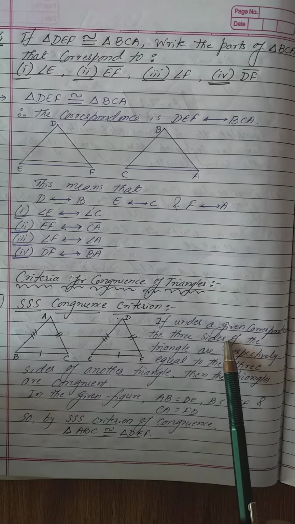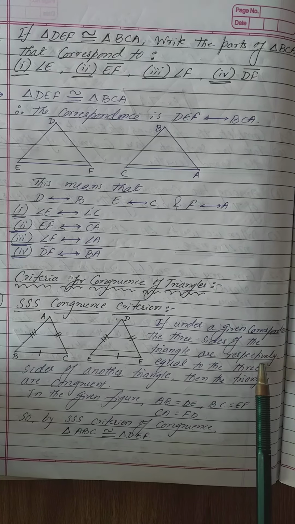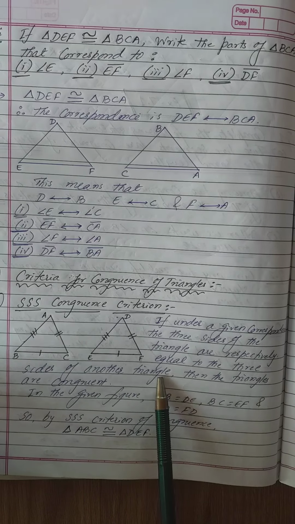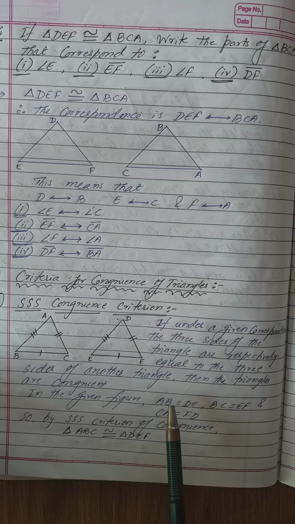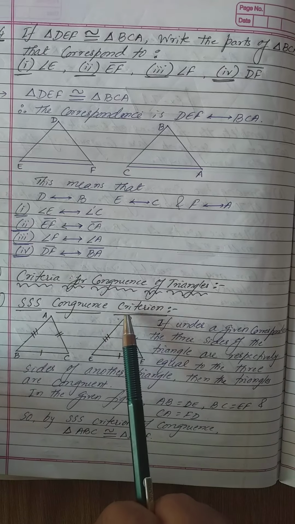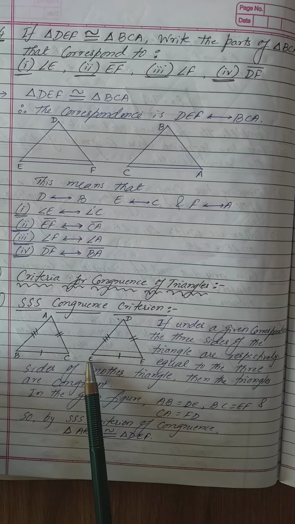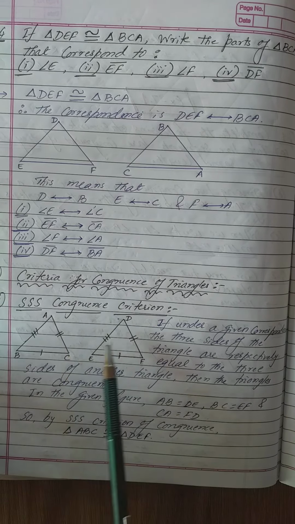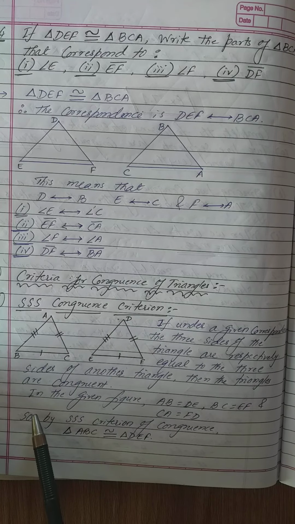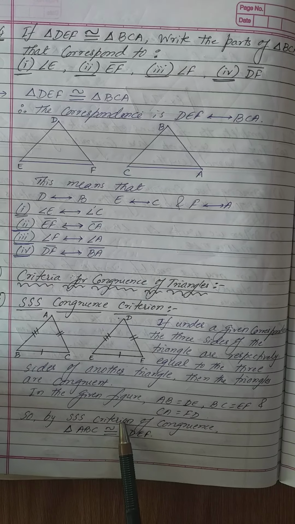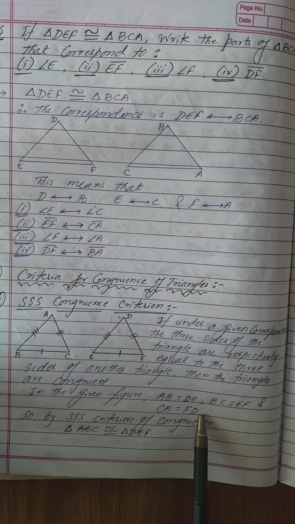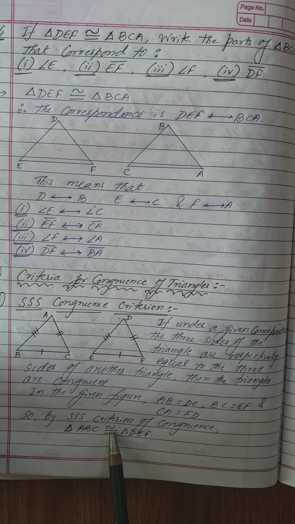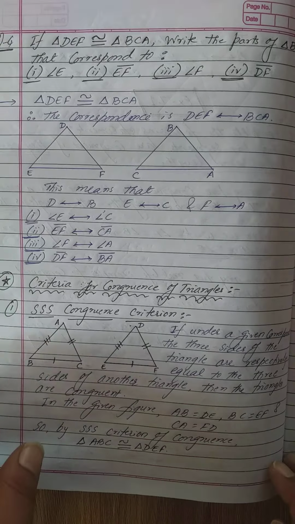If under a given correspondence, the 3 sides of the triangle are respectively equal to the 3 sides of another triangle, then the triangles are congruent. In the given figure, side AB is equal to side DE, side BC is equal to side EF, side AC is equal to side DF. So by SSS criteria of congruence, that is side, here 3 sides are of same length, triangle ABC is congruent to triangle DEF.